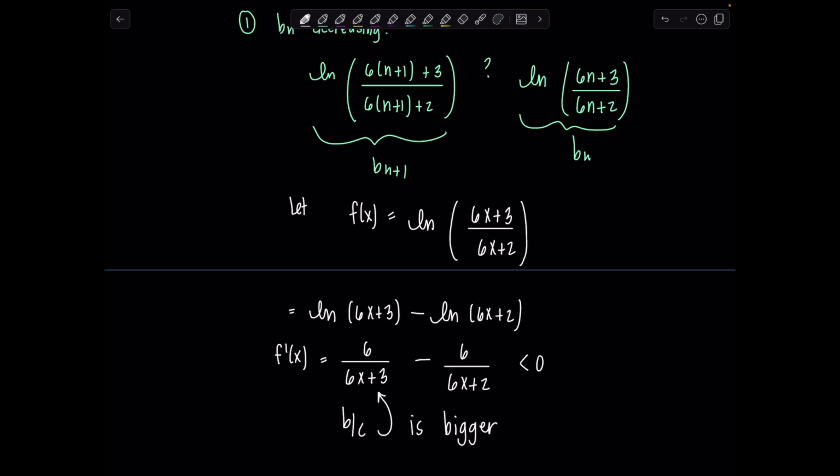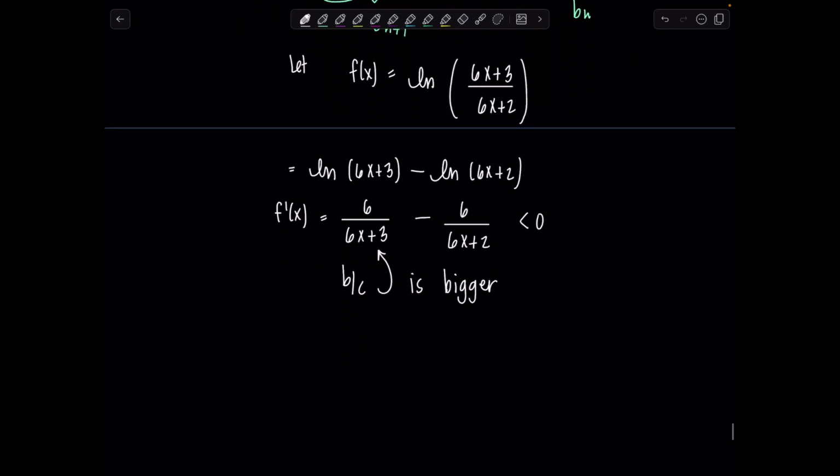But if that didn't jump out at you and you said, oh, that would make me entirely too nervous to do on an exam, it's not a problem. Let's just get a common denominator and then you can very explicitly see that this derivative is negative. So if I get a common denominator, I'm going to multiply the first term by (6x plus 2) top and bottom and the second one by (6x plus 3). So then my denominator is (6x plus 3) times (6x plus 2).